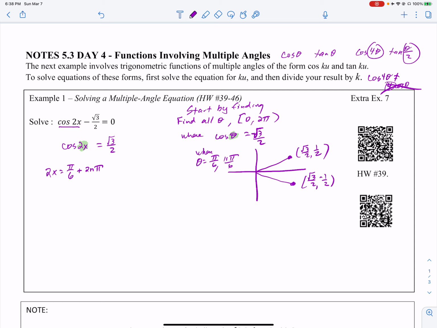And we're going to do the same thing with the second angle, 11 pi 6. We're going to say 2x is equal to 11 pi 6 plus multiples of the period of cosine, which is 2n pi. Now we need to solve for x, so we are going to multiply both sides by 1/2. And you need to make sure you distribute that on the right-hand side. So we're multiplying both sides by 1/2, which gives us an x on the left. And we'll do that to both equations.